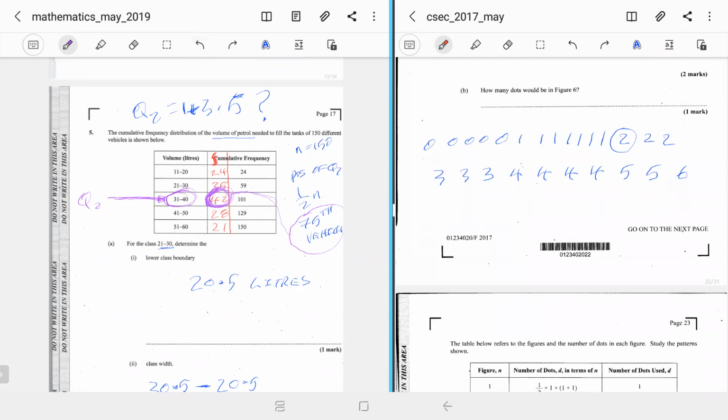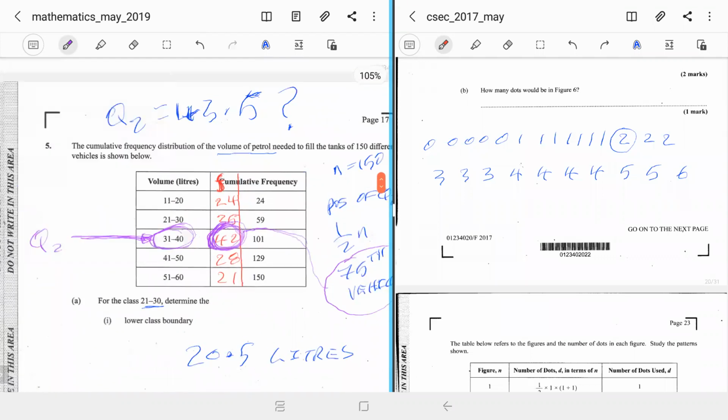So when you finish all the vehicles that took between 11 and 20, you have 24 vehicles. Then when you put in the next set of vehicles, which took between 21 and 30, that is 35 vehicles, a total of 59 vehicles accounted for, which is the 24 plus the 35. So when you finish all the vehicles that took up to this amount, you have 59 vehicles gone so far.